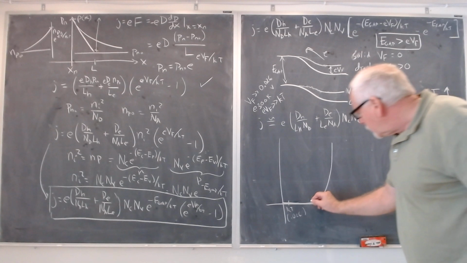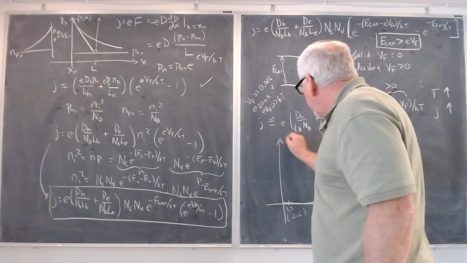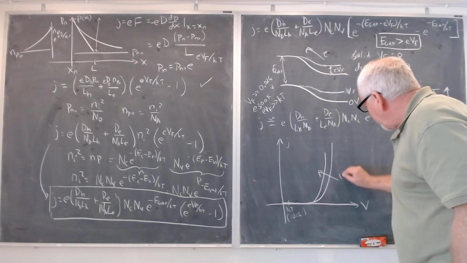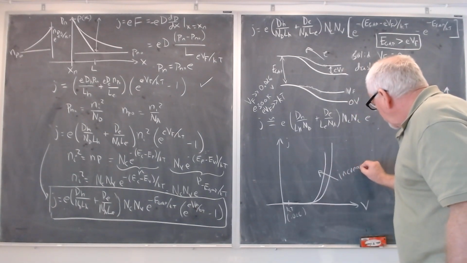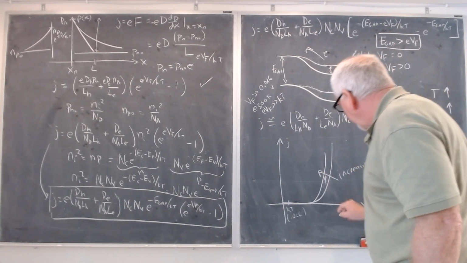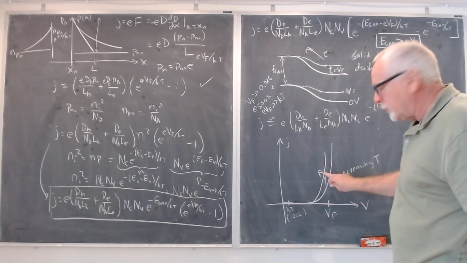Okay, so let me just draw it here. Basically, if I drew J versus V, this would be increasing temperature. Because for a given voltage, the current went up.